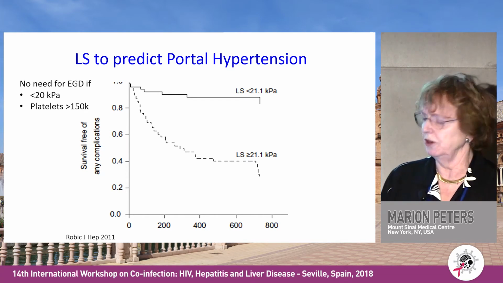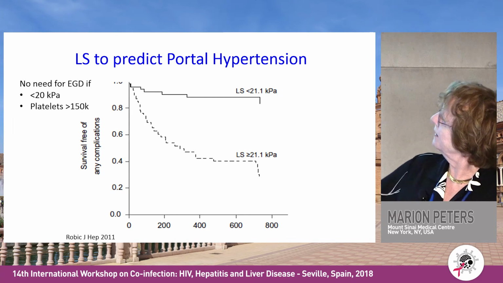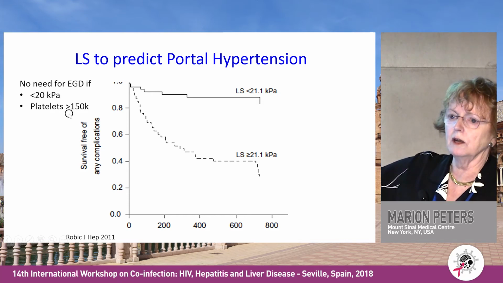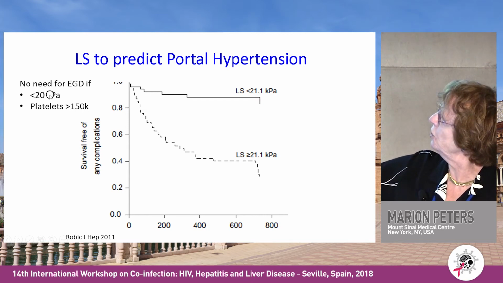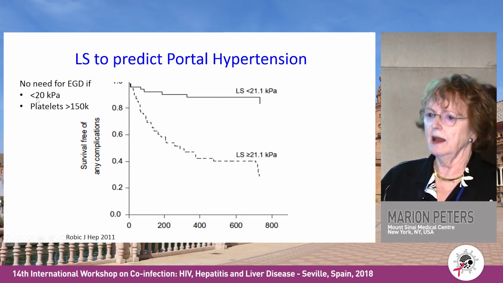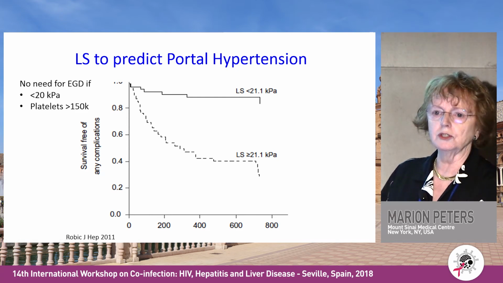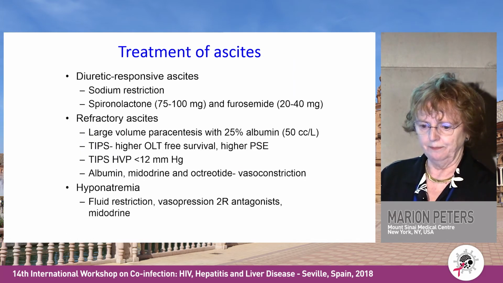Are you going to have an event? That led the guidelines to say there's no need for endoscopy if your liver stiffness is less than 20 and your platelets over 150. So you don't have evidence clinically of portal hypertension or by Fibroscan. And that's really changed how we manage patients. You cannot use these guidelines after hepatitis C cure.